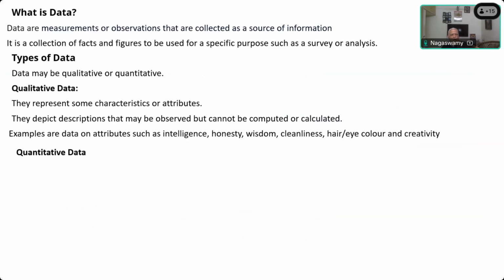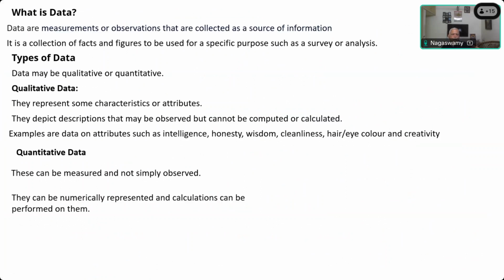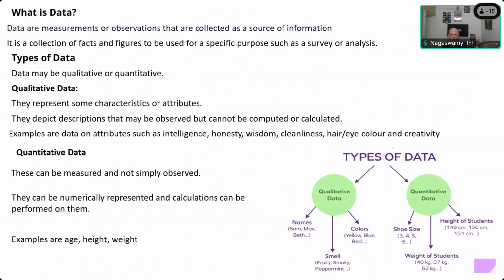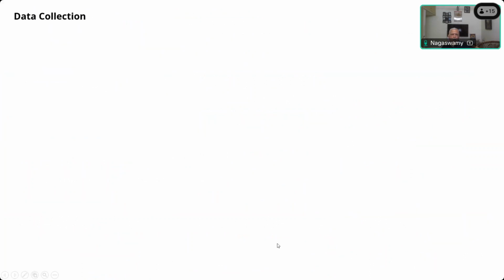Whereas quantitative, as its name says, is measured and not simply observed. They can be numerically represented and calculations can be performed on them. So there are numbers involved in that. And examples are the patient's height, age, weight, etc. So the types of data you can describe as qualitative and quantitative. Qualitative examples are names, color, smell. Quantitative, shoe size, height of students, weight of students. So this way you can remember that difference.